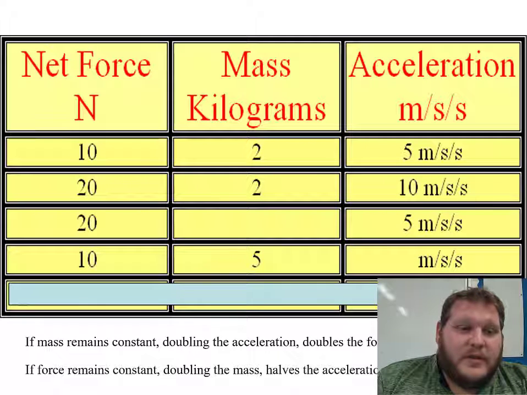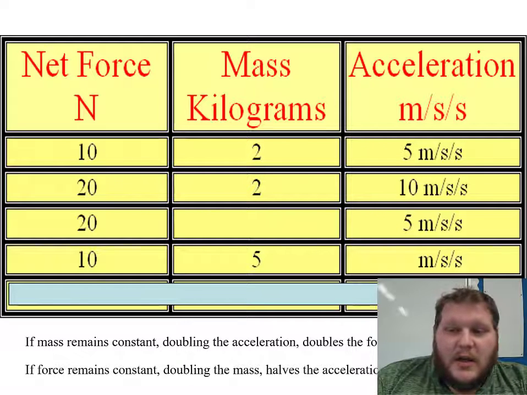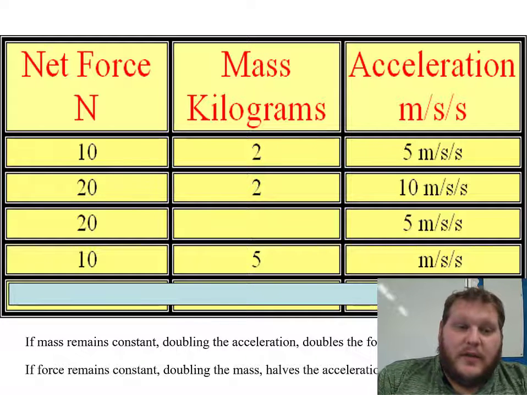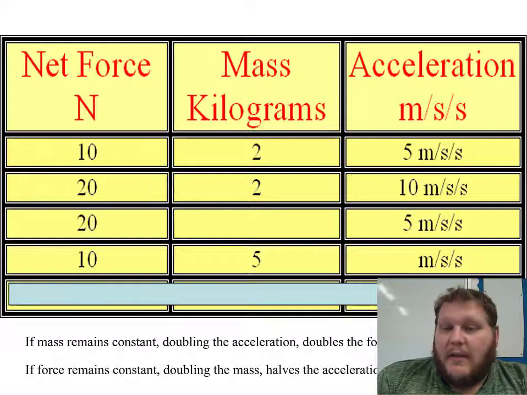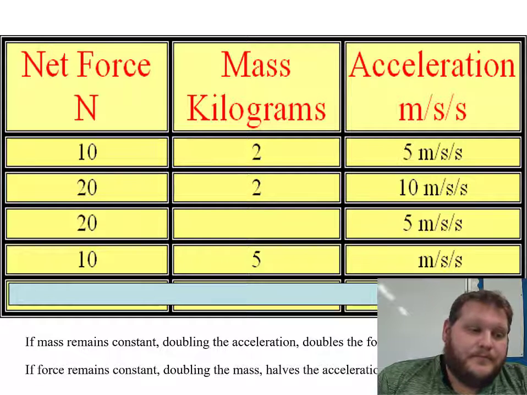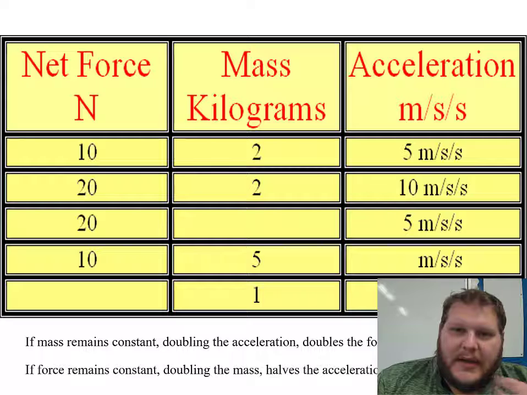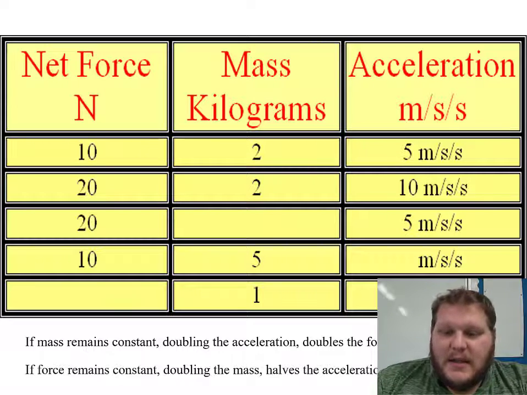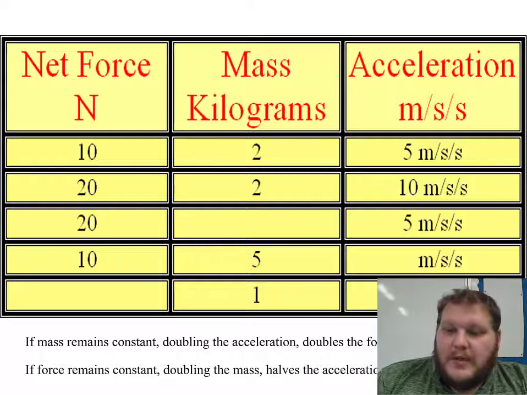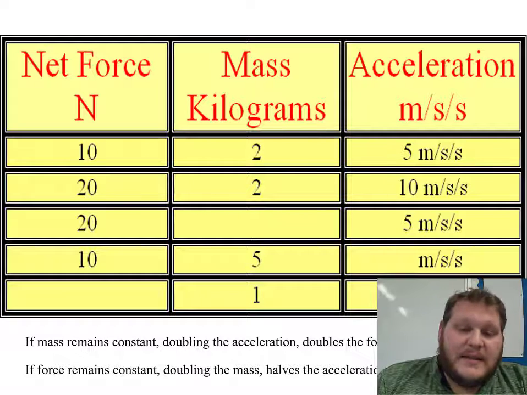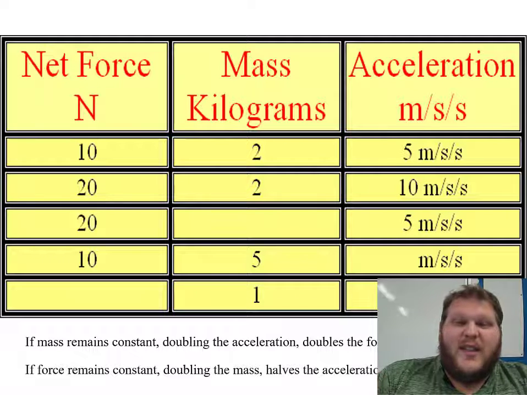Here, if we kept our force the same, and our mass was now 5 kilograms, our acceleration, since we have to multiply them together, they have to be inverses of each other. So our acceleration for this next row would have to be 2 meters per second squared. And for the last one, if our mass was 1 and our acceleration was 10, our force would just be 10. But in general, if the mass remains constant, doubling the acceleration will double the force. And if force remains constant, doubling the mass would then cut the acceleration in half.